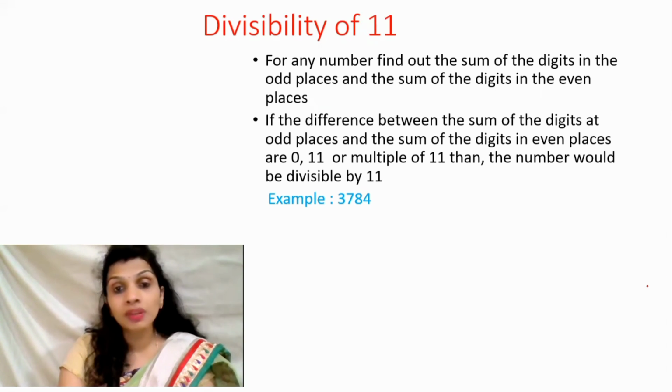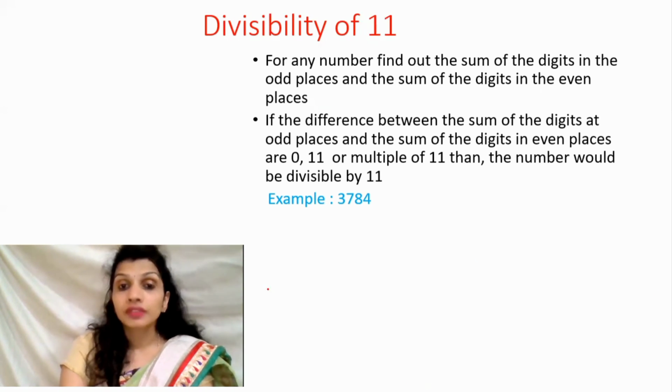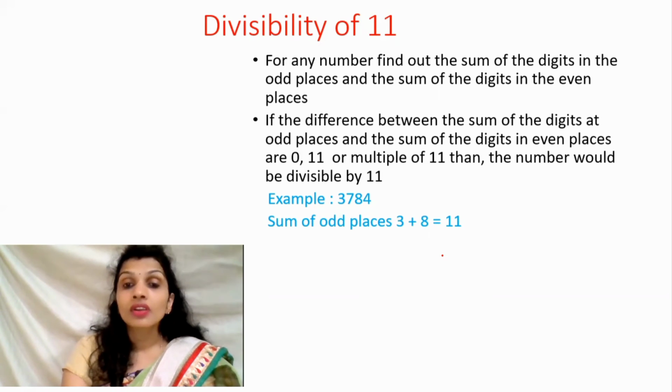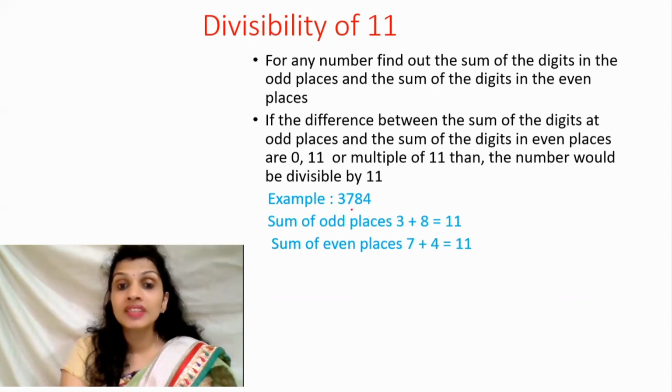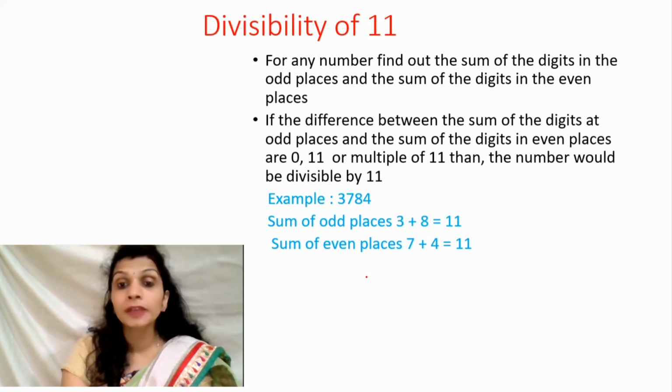Suppose I have taken the number 3784. Now the sum of odd places. Here the odd places are 3 and 8. So 3 plus 8 is 11. Now the sum of even places. Even places are 7 and 4. We are going to count the places, we are not going to see the number. So 7 plus 4 is 11.